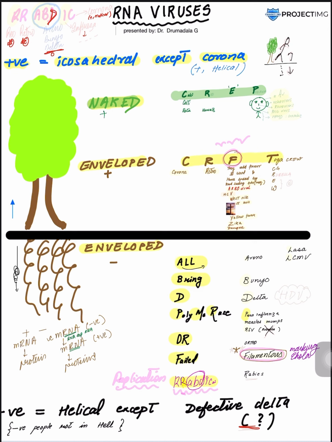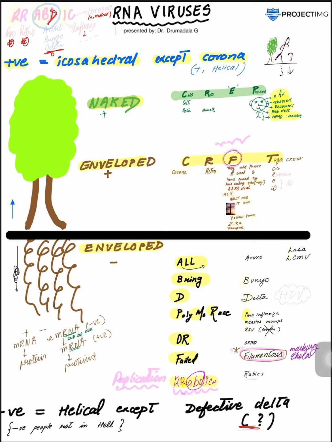Let's elaborate the naked ones. C is calicivirus, which is further divided into Norovirus and Rota. Reovirus. E stands for hepatitis E. Picornavirus is further divided into HAV, echovirus, rhinovirus, poliovirus, and HFMD disease by Coxsackie virus. HAV, echo, rhino, polio, HFMD, Coxsackie.